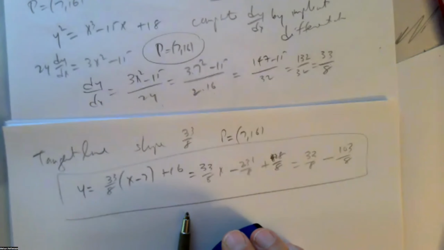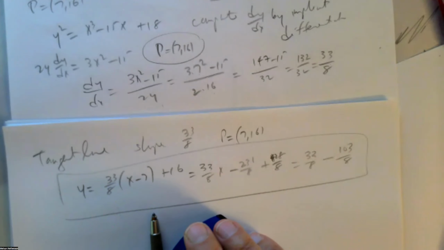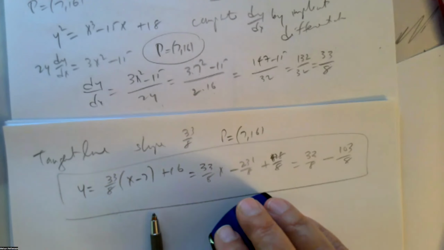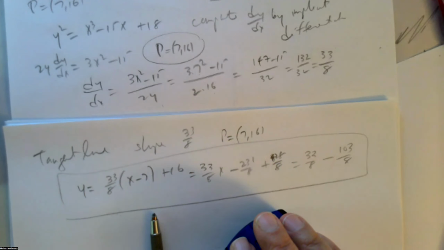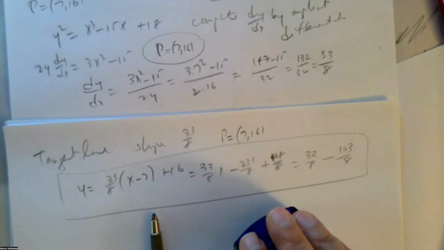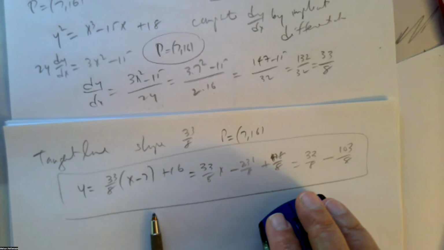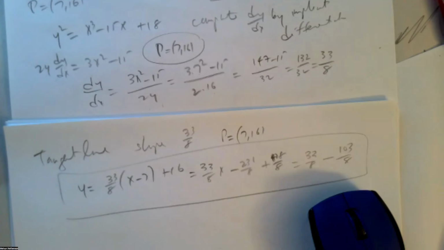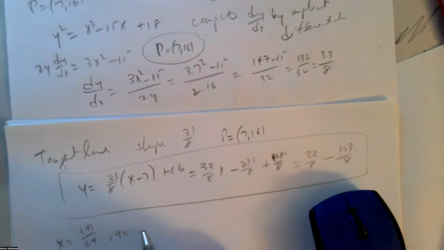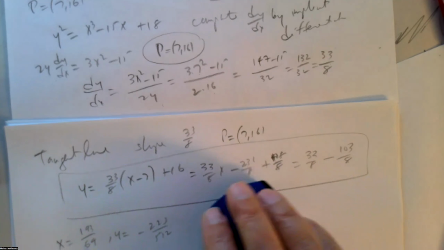So let me actually use Maple to find that point. So I want to solve the equation y equals, this is the tangent line, this is the curve. So they intersect at (7, 16), and the other point of intersection is x equal 193 over 64, y equal minus 223 over 512. So this is a little bit more than 3, and this is about minus 0.4. So that's the coordinates of this.